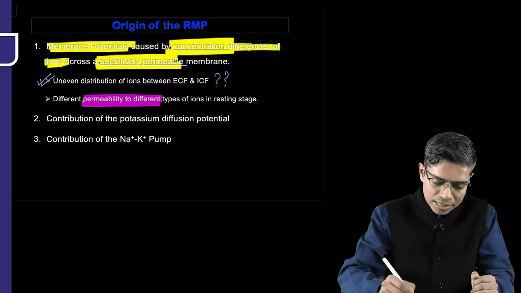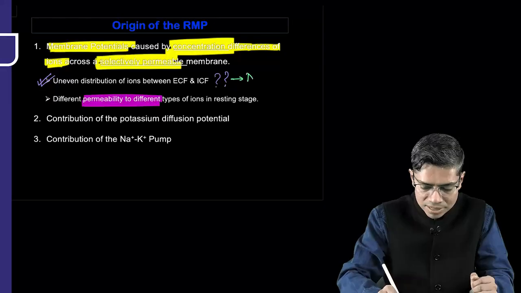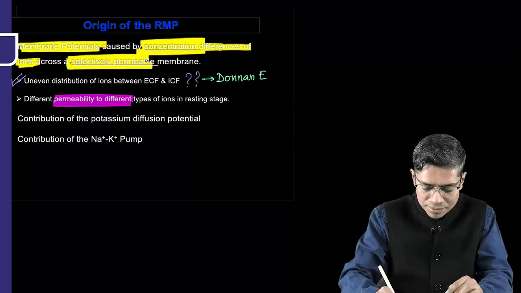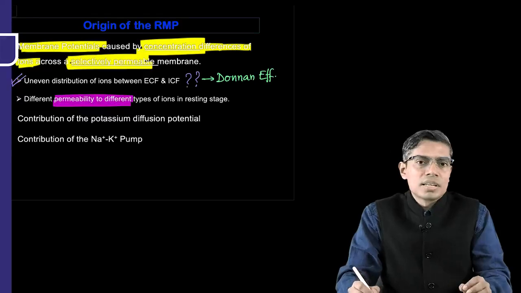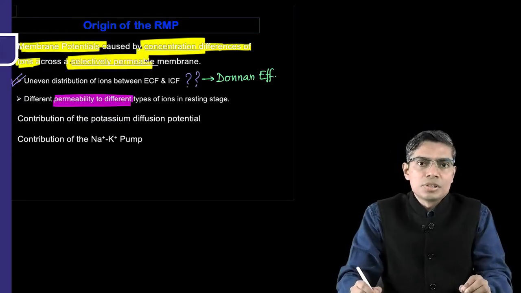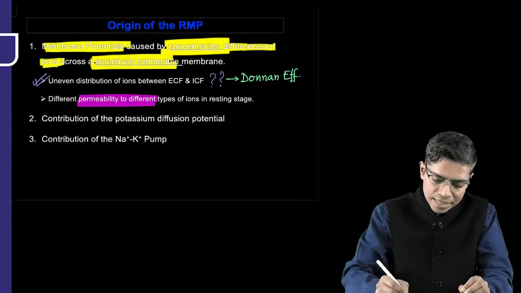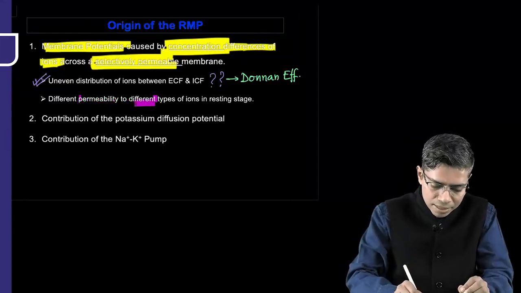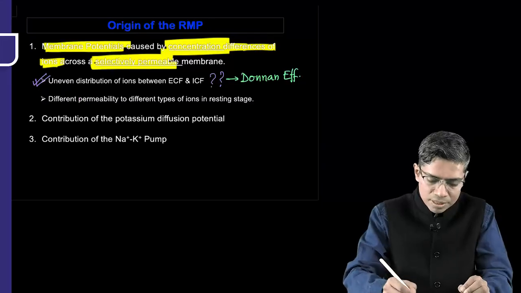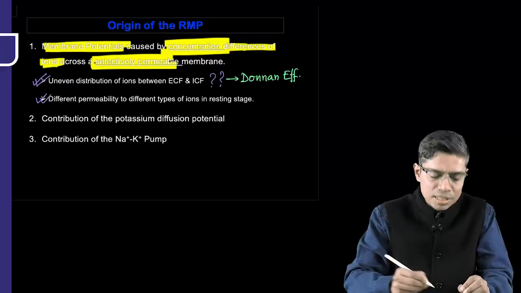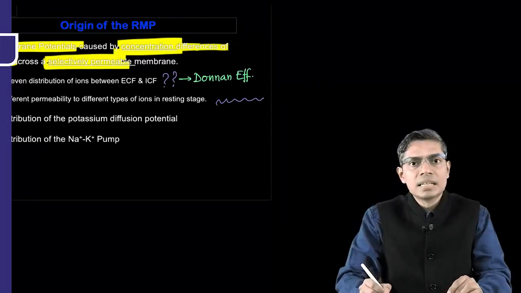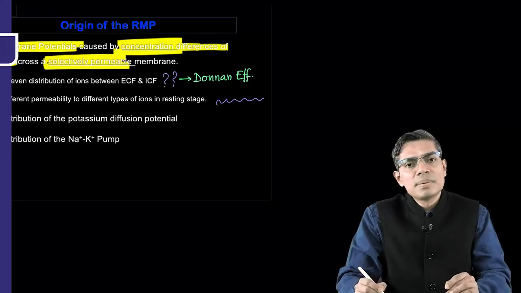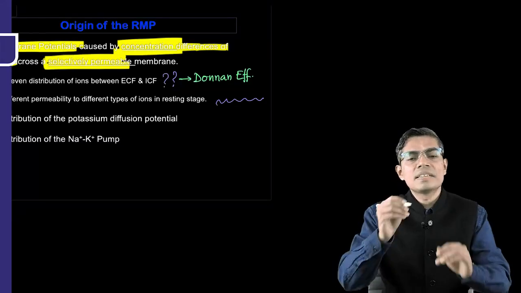With this context, we are going to understand one effect which is known as the Donnan effect. Means this Donnan effect has some role in the uneven distribution of ions, or rather maintenance of the uneven distribution of ions. First thing, right? And the second question that we are dealing with here is the differential permeability of different ions in the resting condition of the cell. So if this is my cell membrane, under resting condition this membrane is selectively permeable for different ions even in resting condition.